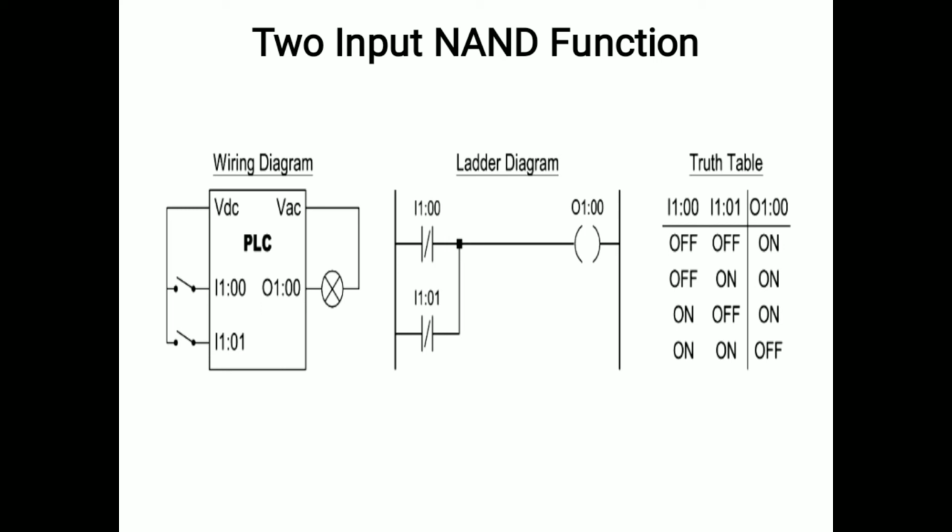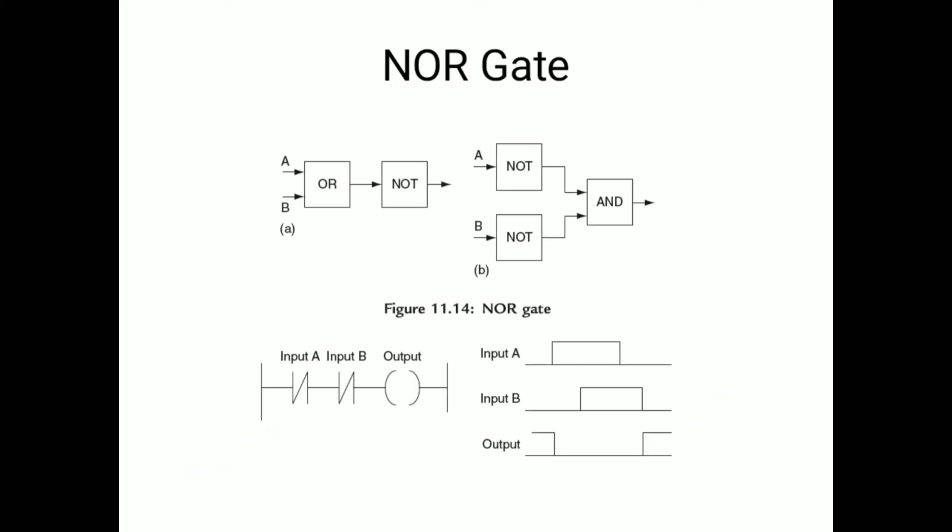This is called the wiring diagram of PLC. We will have two inputs. I1 is your module, and in this we are using two inputs 0 0 and 0 1. On that we have connected two switches. Both switches are in normally closed position and they are connected in parallel. Now this circuit will work as a two input NAND gate and it will work in this way.